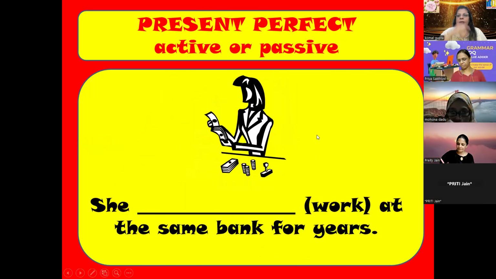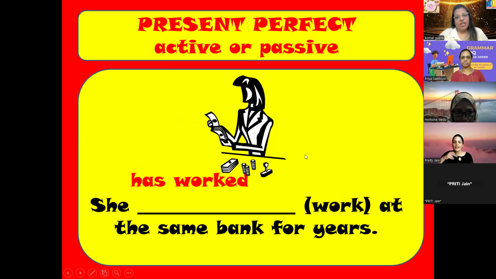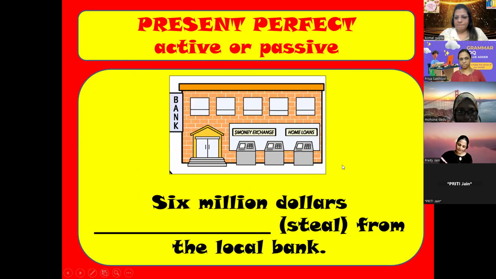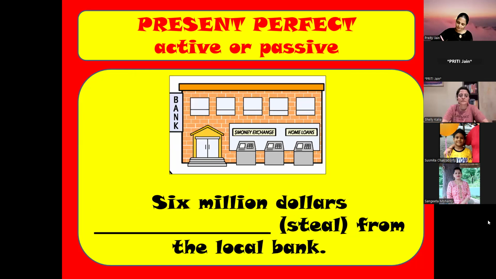Yes, Mosina. Present perfect. She has worked at the same bank for years. Excellent. Priya? $6 million has been stolen from the local bank. Excellent, Priya. Passive voice. Shelly, ready?